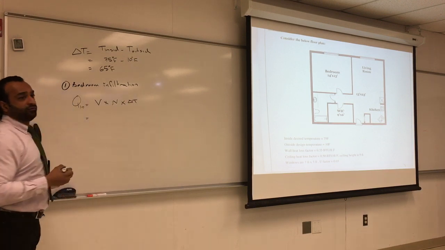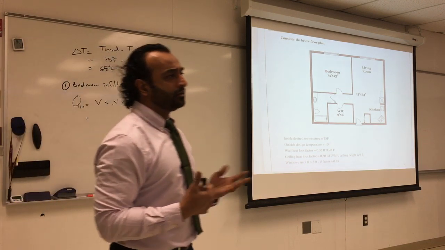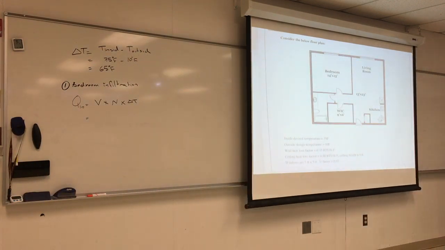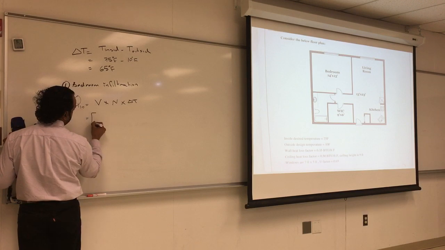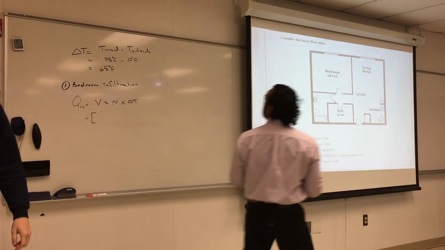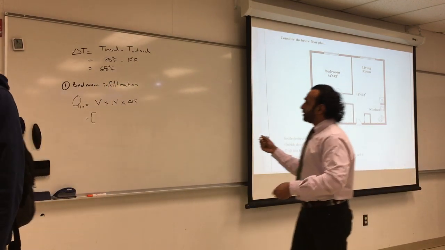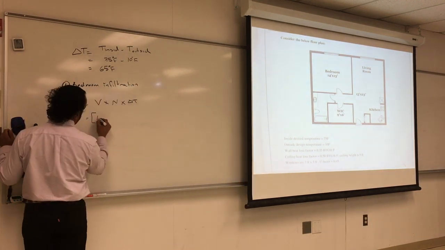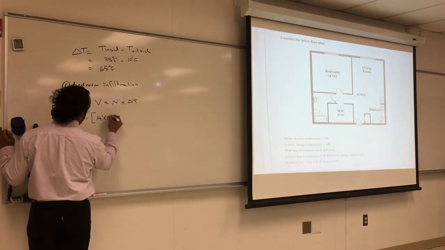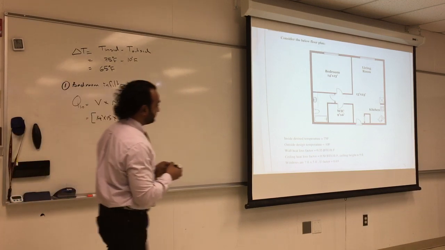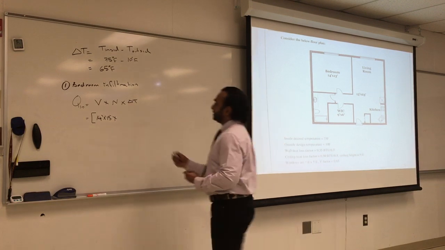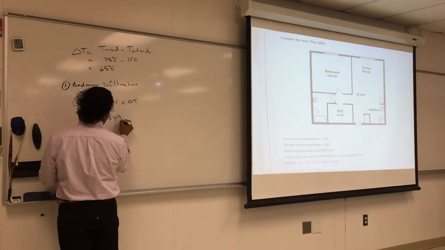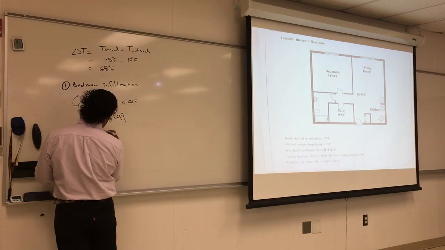So what is volume? I was surprised to see that many were not able to calculate volume. So volume is three dimensions. We're talking about the bedroom, so volume is 14 times 13 times what is the height? 9 feet. If you read, it's here. 9 feet. That's the volume.